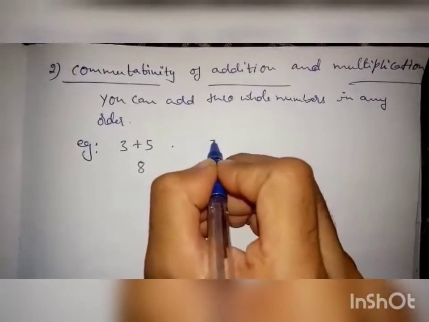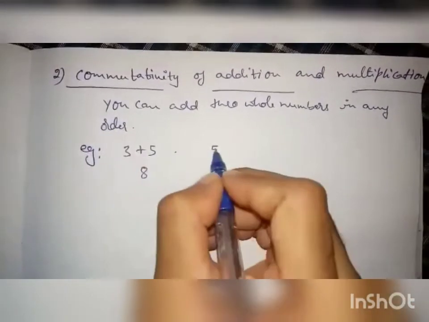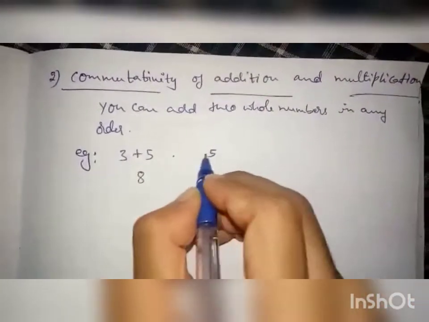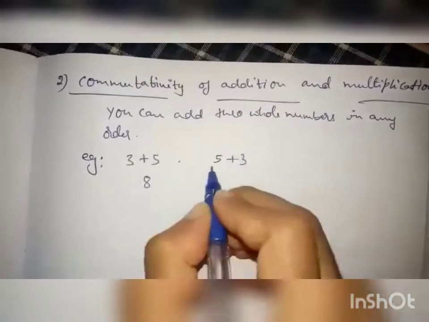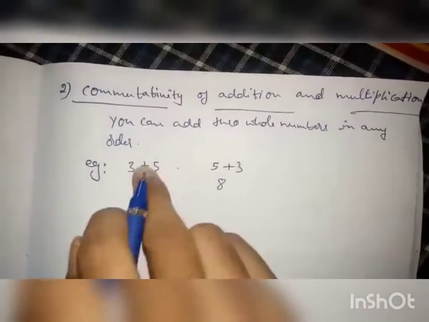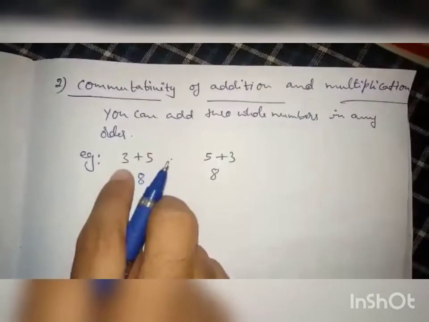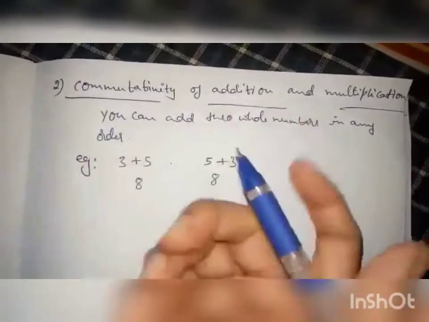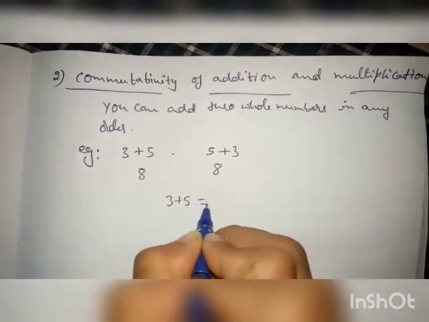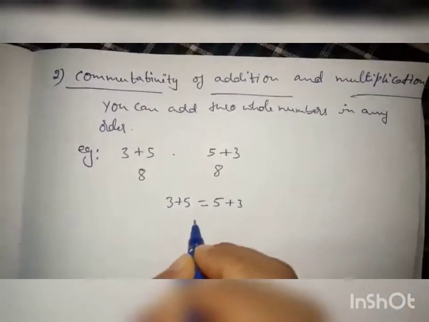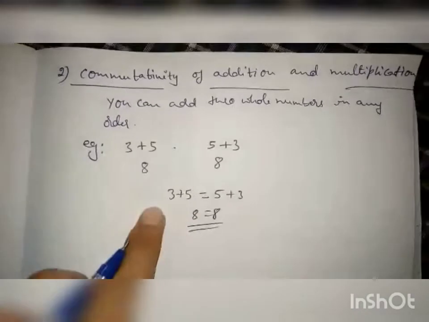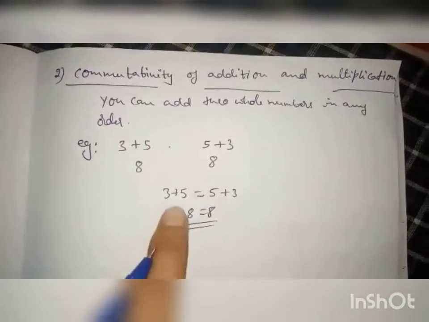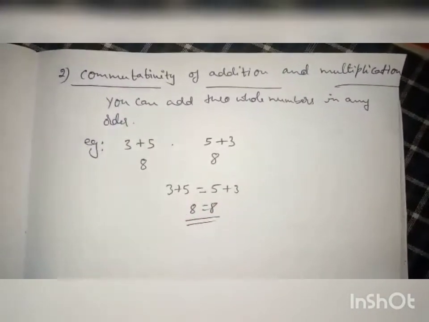Or if you take 5, in the same way in another order, first you will write 5, then 3. What will you get? 5 plus 3 is 8. So you can add the numbers in any order. 3 plus 5 or 5 plus 3, it is the same, right? So 3 plus 5 is equal to 5 plus 3, that is 8 equals 8. Commutative means this. You can add the numbers in any order.